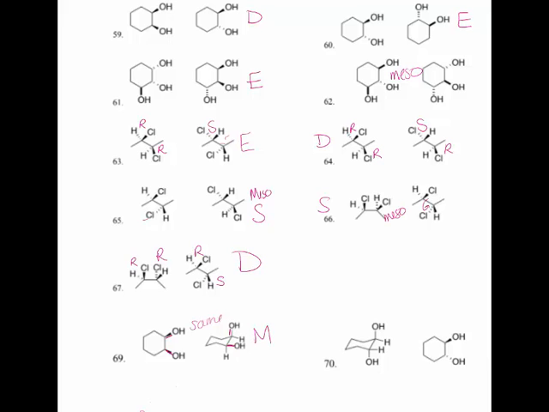And number 70, we have our alcohol group above the ring here, and on the adjacent atom, alcohol below the ring. So these are also the same molecule. We have a meso pair.